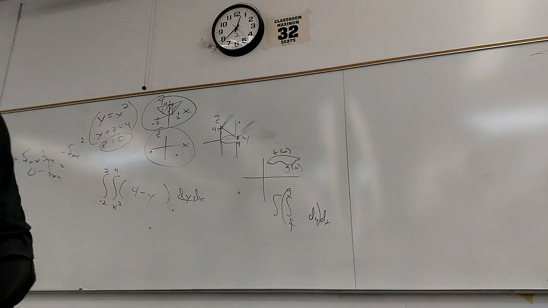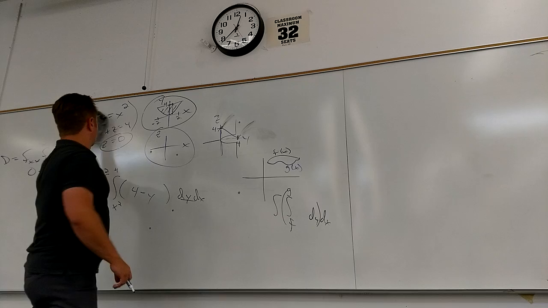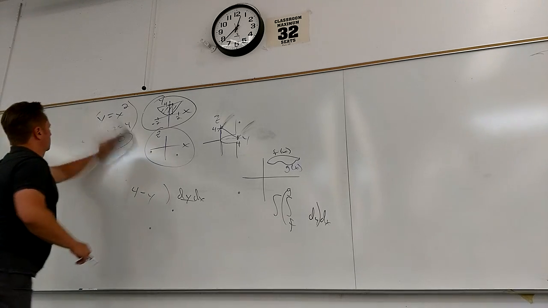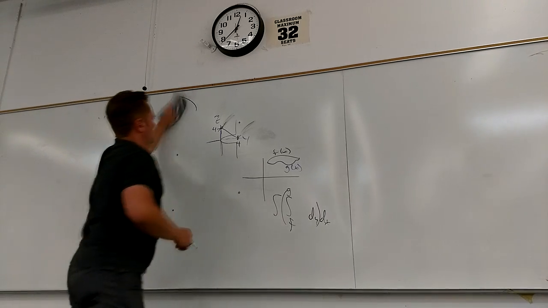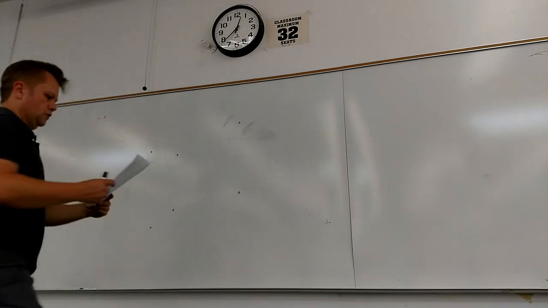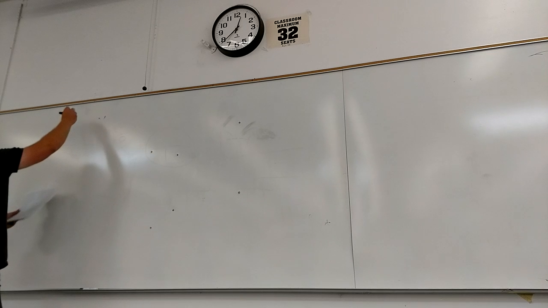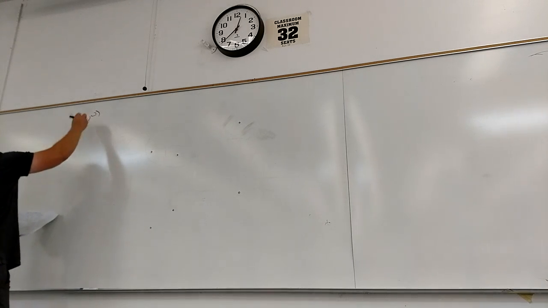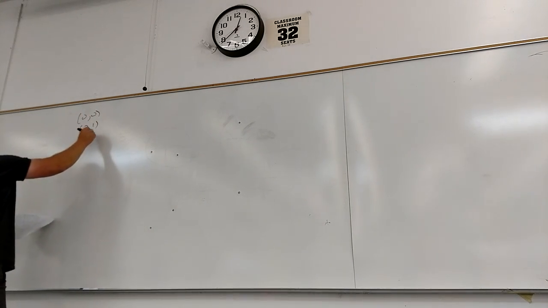So what critical points did you guys get for number 2? 2, 1, negative 2, 1, 0, 0. All right, let's catch up here. Yeah, that's what I got. So on number 2, you should get 0, 0, 2, 1, and negative 2, 1. I like it.